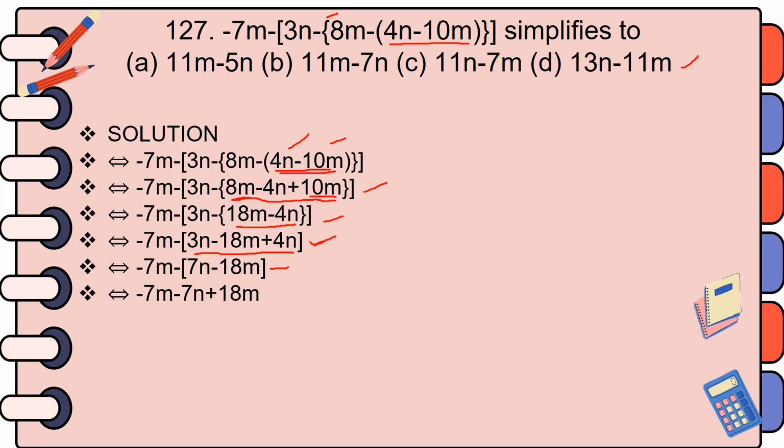So your new equation becomes minus 7m minus 7n, then plus 18m. Again, collect like terms. Minus 7m plus 18m is equal to 11m, and 11m minus 7n will be the simplified form of the given equation. So your answer for this question is choice B.